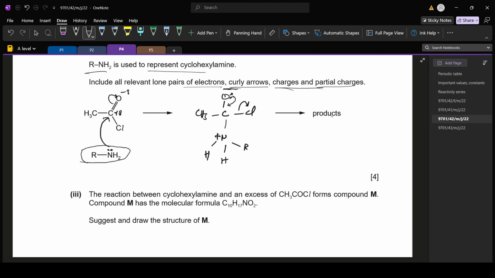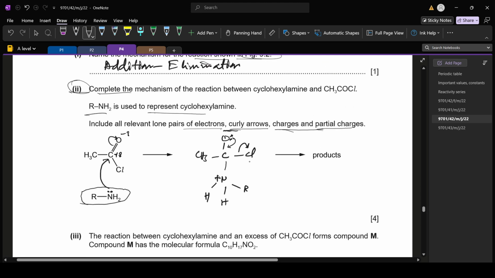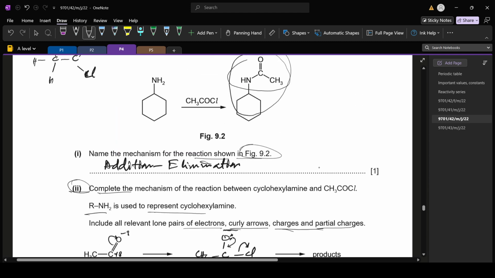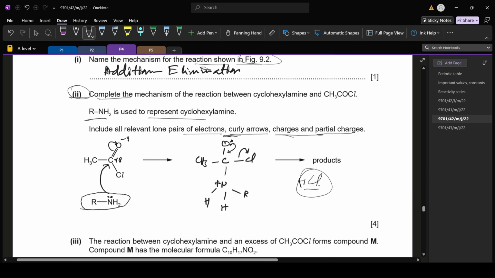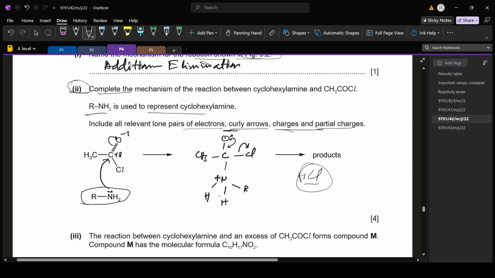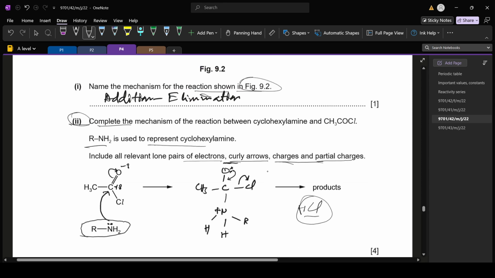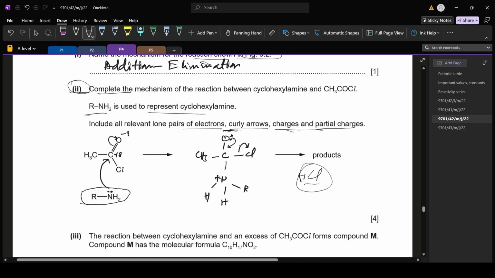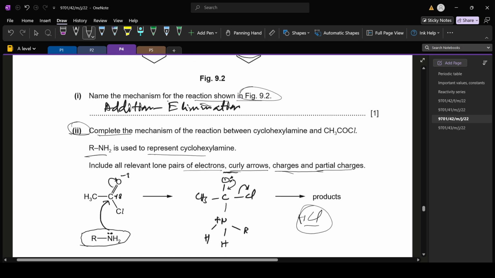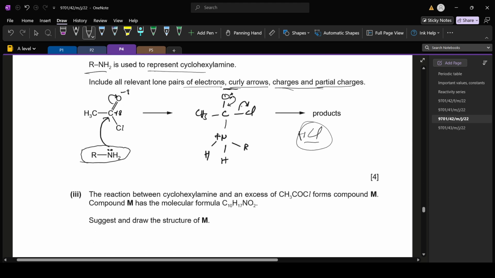Then in this second step, the Cl group, HCl, is eliminated. So in the first step there is an addition reaction, because only one product forms, and then in the second step there is an elimination reaction. So that's why the mechanism of this reaction is an addition elimination reaction.